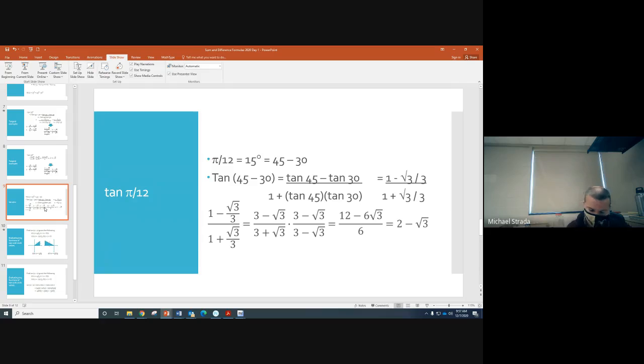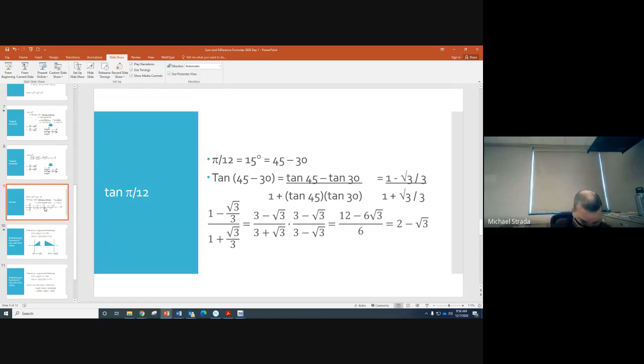All right. The tangent of 45 is 1. The tangent of 30 is root 3 over 3. Over 1 plus their product, which would be root 3 over 3. And that's going to happen each and every time. All right. As we said, 1 minus root 3 over 3 becomes 3 minus root 3 over 3. 1 plus root 3 over 3 becomes 3 plus root 3 over 3. These should be 3s. Sorry. Those should be 3s.